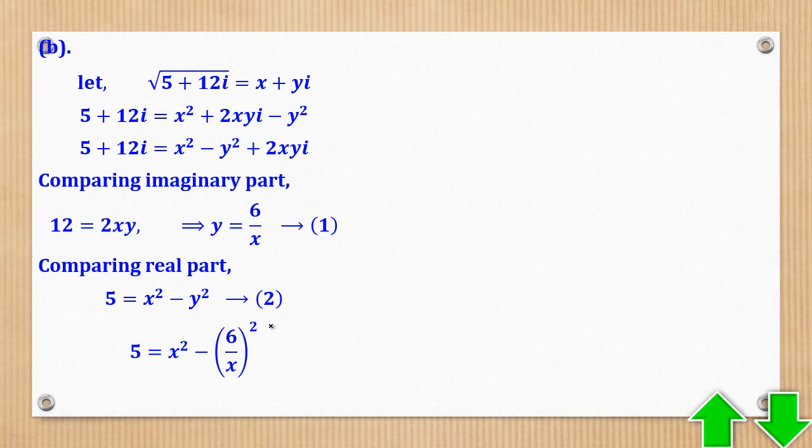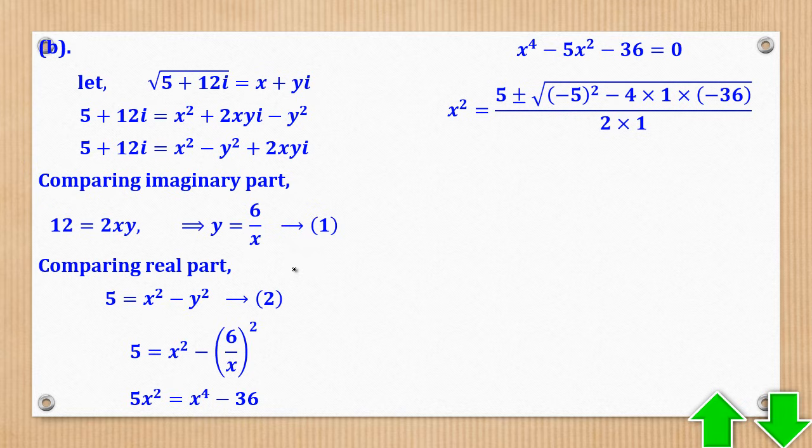Then substitute for y to remain with only one unknown, which is x. Rearrange to get a quadratic equation. Then you can solve using the code bulldozer method. So x squared is this, or x squared is this. But x squared cannot be equal to -4. Therefore, x squared is 9.